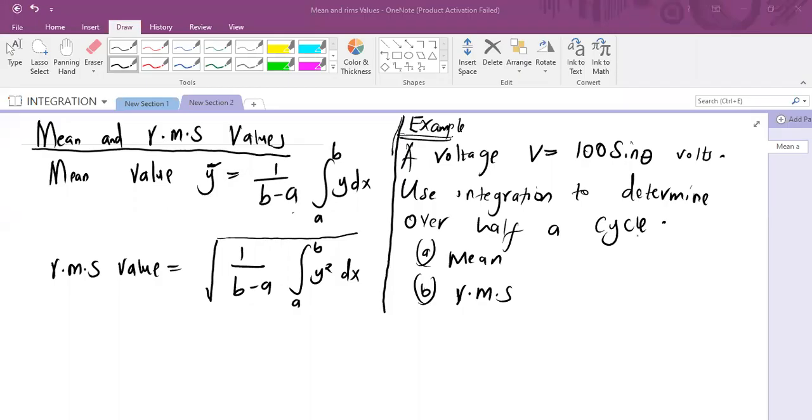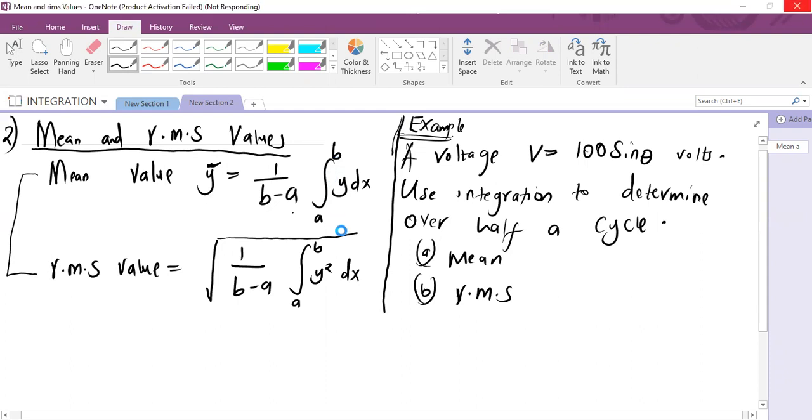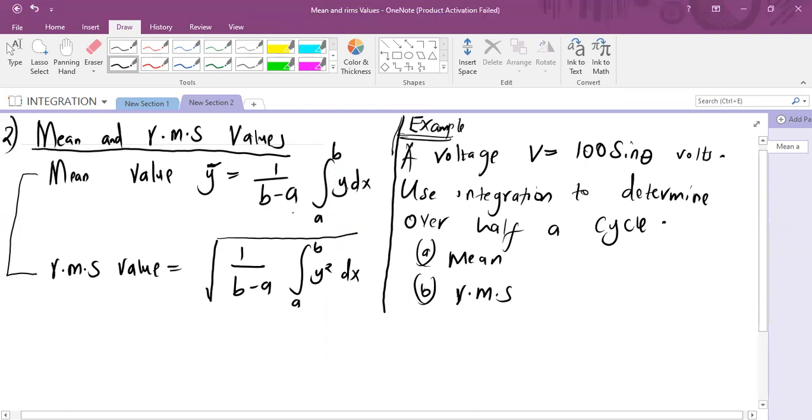Hello guys. The next application that I would like us to look at, applications of integration, is the mean and RMS value. Now, these two are very important, so we'll have to remember them each and every time. So the mean value, which is also abbreviated as y bar, is given by 1 over b minus a, integral from a to b of y dx, okay?